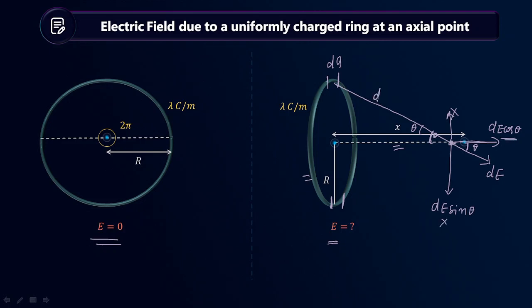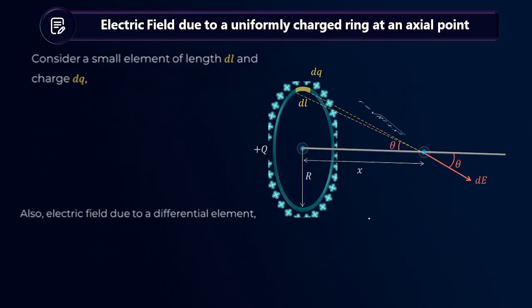Now this distance D is how much? This is x and the radius is r, so D will be equal to root under x square plus r square, right? So we can write dE equal to k dq divided by r square plus x square, root under this whole square, right? But only cos theta we have to consider. Here no need to go for dq, because we are taking one small element having length dl. If you simplify, it becomes the same again.